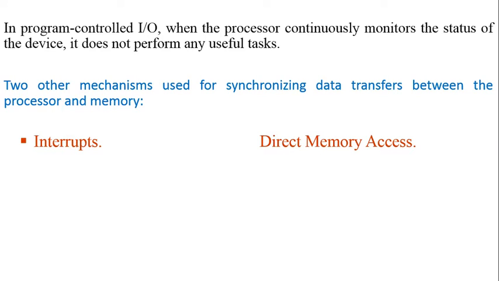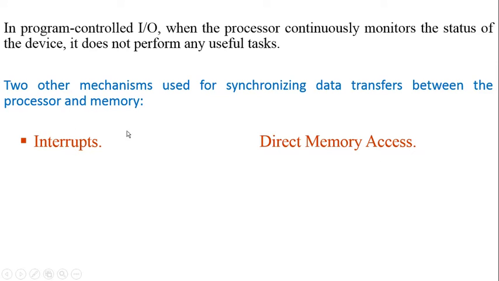In this video we will discuss different mechanisms for synchronizing data transfer between the processor and memory. In the previous video we discussed one such mechanism, program controlled I/O, in which the processor continuously monitors the status of the device in order to identify whenever the device becomes ready for I/O data transfer. The disadvantage of that technique was that the processor does not perform any useful task during that monitoring.